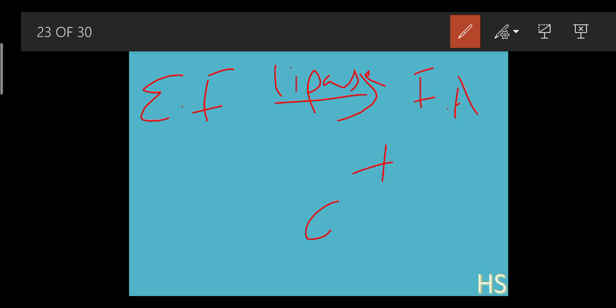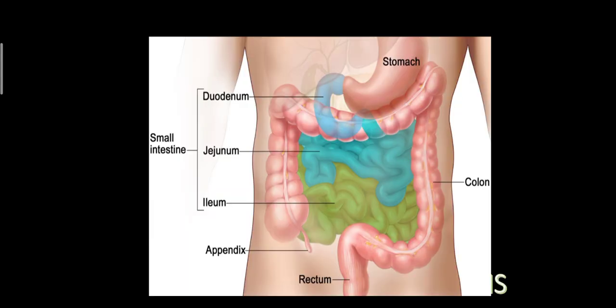Then there are some of the fats, that is the emulsified fats. Who works on the fats? We have studied, that is the lipase. It will help you convert them into fatty acids plus glycerol. So this was the overall reaction which happens with the bile and the pancreatic juices.